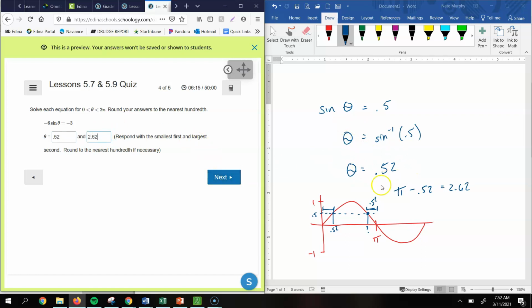So just remember, for the sine function, to find that other value, if it's a positive value, which is a lot easier, and more than likely it will be since this is your first time seeing this, we just subtract that value from pi.